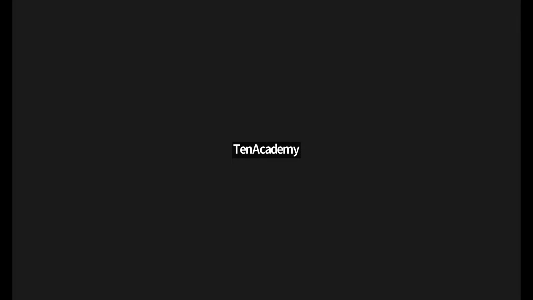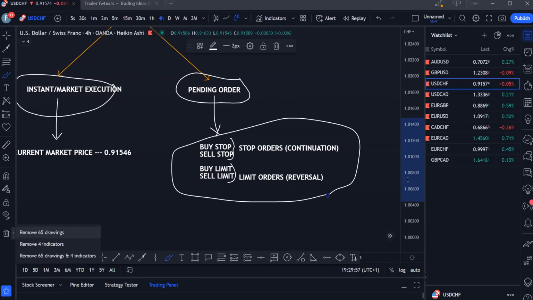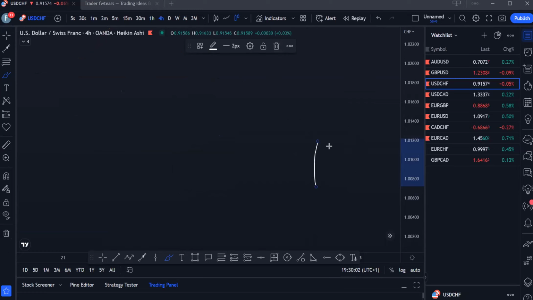Okay, so let's talk about the concept of support and resistance real quick. Let's talk about market structure, guys, real quick. Okay, now you've learned how we place a trade. We just place a trade at random.